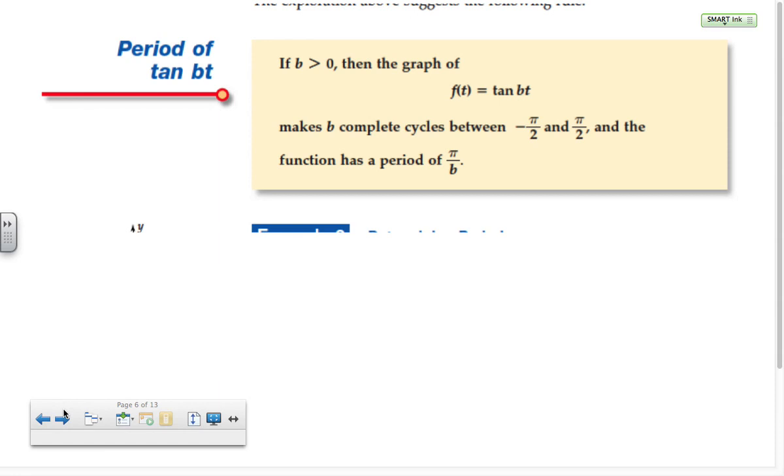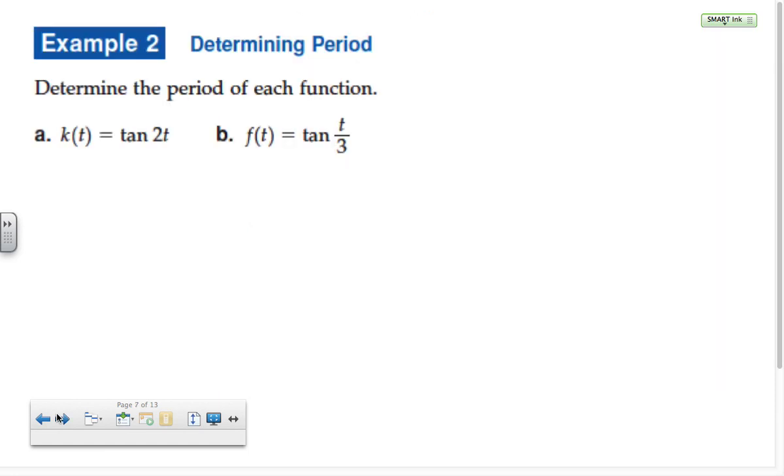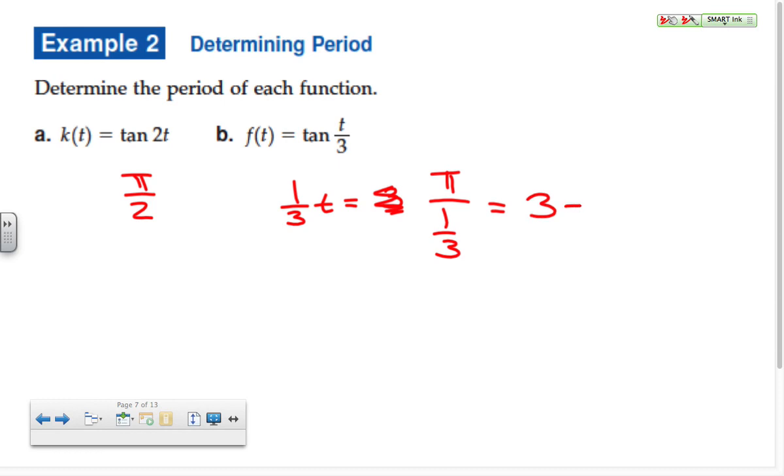So let's go ahead and do an example with the tangent. If we have tangent of 2t, it's pi over 2. And then tangent of t divided by 3, remember this is like 1/3 t. So it's pi over 1/3, which is the same thing as 3 pi. I did not do the work there because this is fraction stuff that you should know how to do.